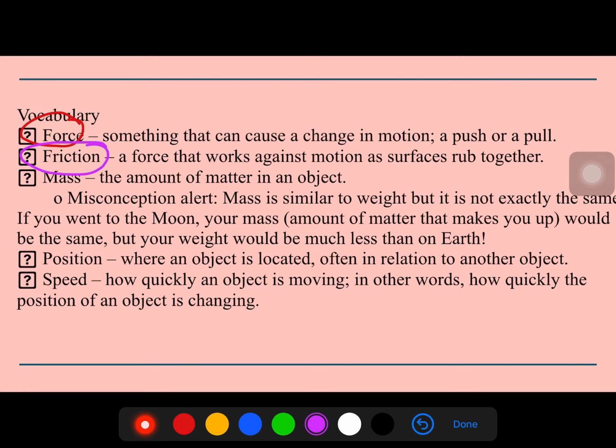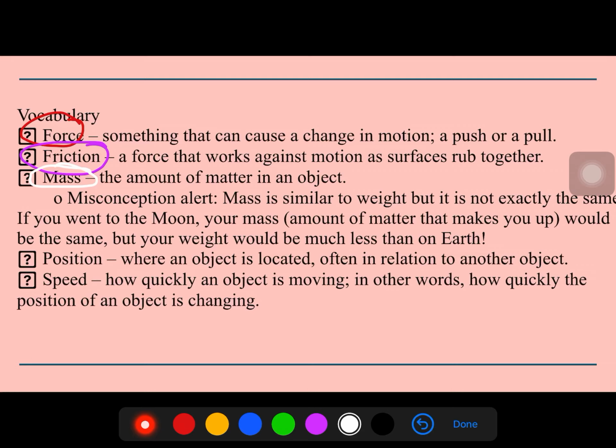The next word is friction. Again, probably a familiar word. The friction is the force that works against motion. Surfaces rubbing together. It's why if Haley kicks a soccer ball, it's going to go, but eventually it'll slow down. She's applied the force, but it would stop moving because of friction along the ground.